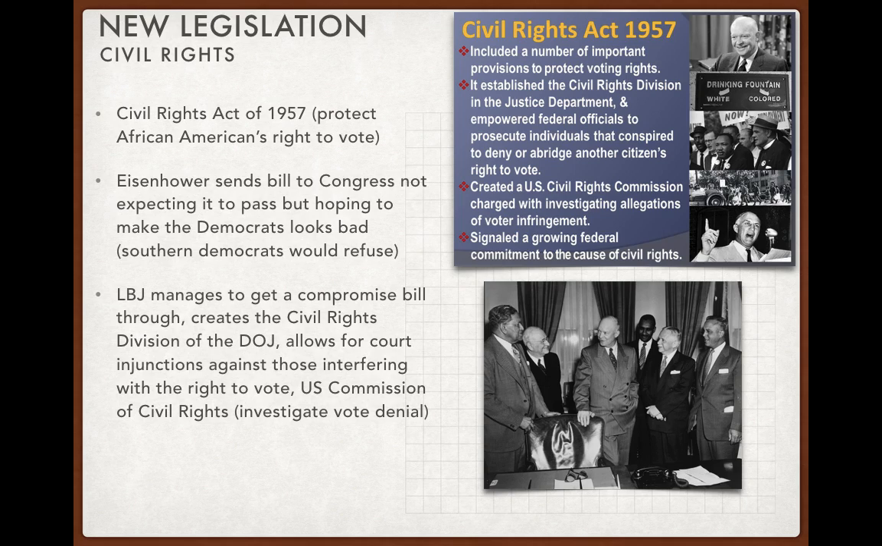We're going to start our conversation about civil rights legislation with the Civil Rights Act of 1957. It was designed to protect African Americans' right to vote. It established a civil rights division in the Department of Justice and empowered federal officials to prosecute individuals who had conspired to deny or abridge another citizen's right to vote. It created a U.S. Civil Rights Commission charged with investigating allegations of voter infringement, and it signaled a growing federal commitment to the cause of civil rights. This is Eisenhower.